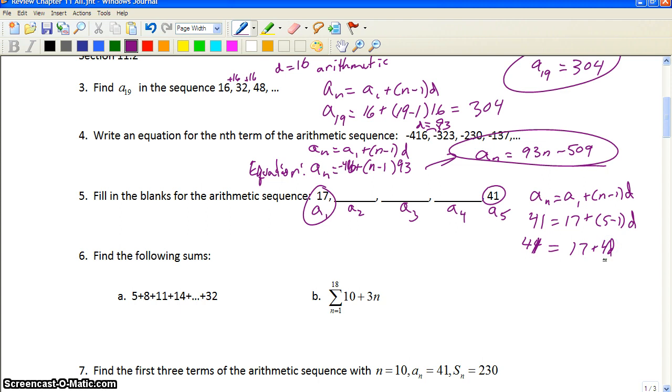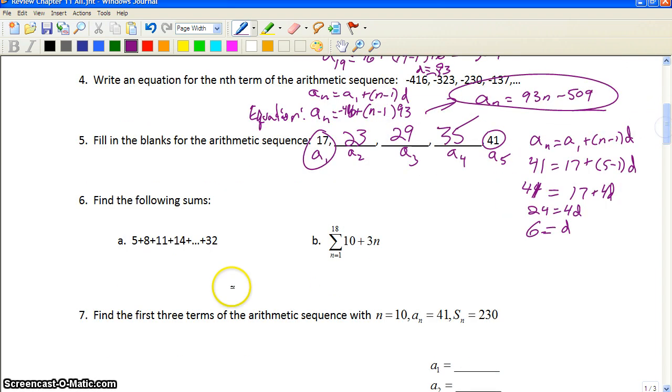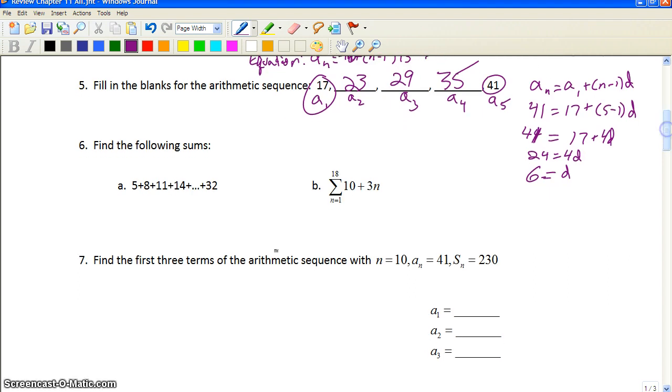41 minus 17, which is 24, equals 4D. 24 divided by 4 is 6. So we're left with a common difference of 6. That means we just add 6 each time. So we have 23 plus 6 is 29, plus 6 is 35, and then we'll do another plus 6 just to double check, and bam, 41. Nice job, team.